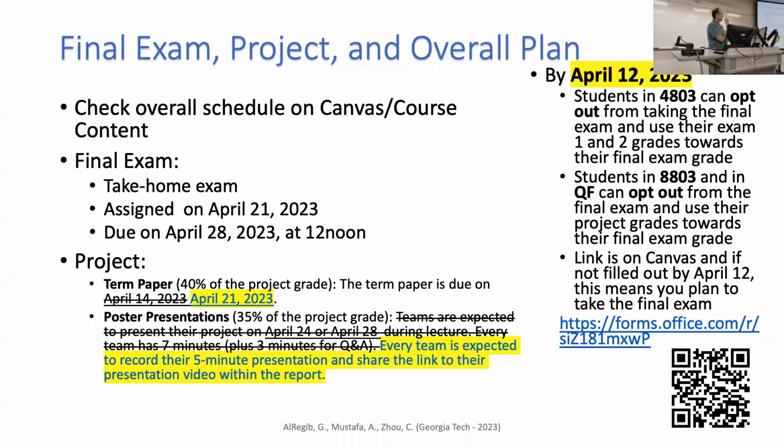But by April 12th, please go to this link. This is the link basically just to opt out. If you don't fill out the form, then I will assume that you will take the final exam. If you don't fill out the form and you don't take the final exam, your final exam grade will be 0. Does that make sense?